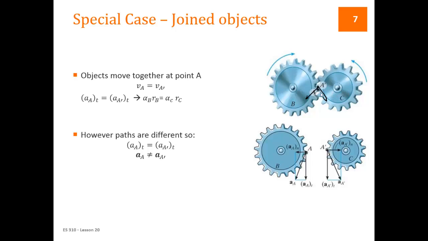The normal parts, right, the acceleration of A normal on wheel B and the acceleration of A prime normal on wheel C are not equal. They're actually in opposite directions and they have different magnitudes. So just keep that in mind. The tangential parts are equal, these two, but the normal parts are not. So the accelerations overall are not the same.